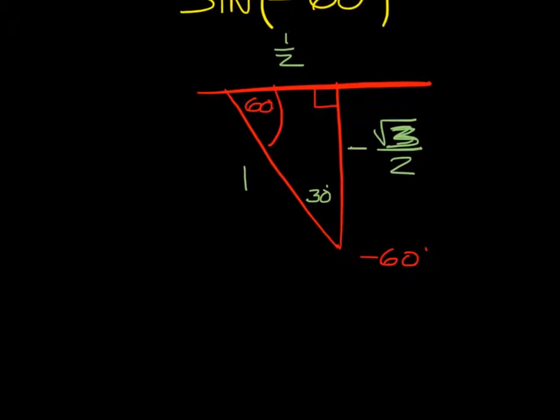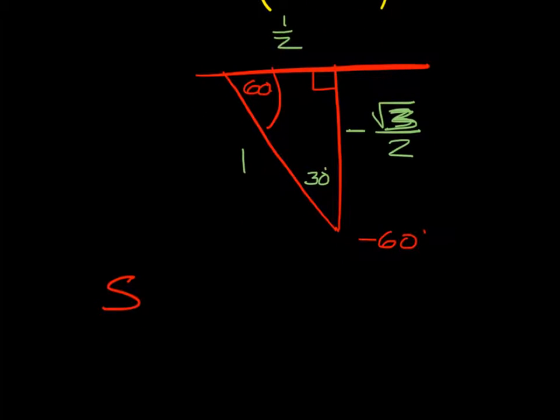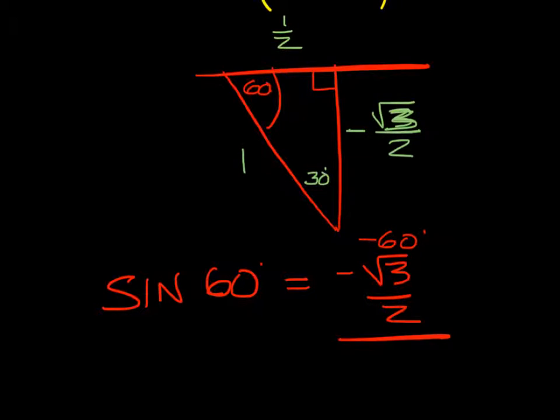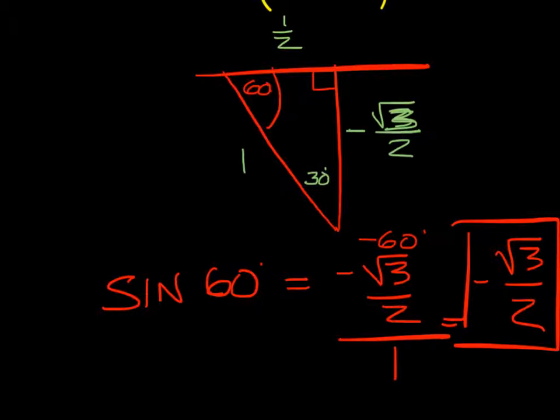And if you wanted to find sine of negative 60 degrees, you would do sine of 60 degrees equals opposite, which is a negative square root of 3 over 2, over the hypotenuse, which is 1. So negative square root of 3 over 2.